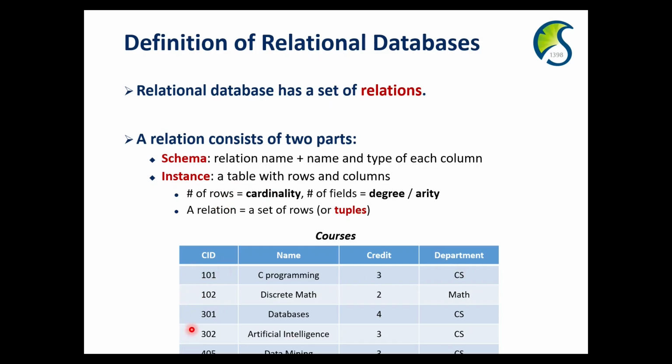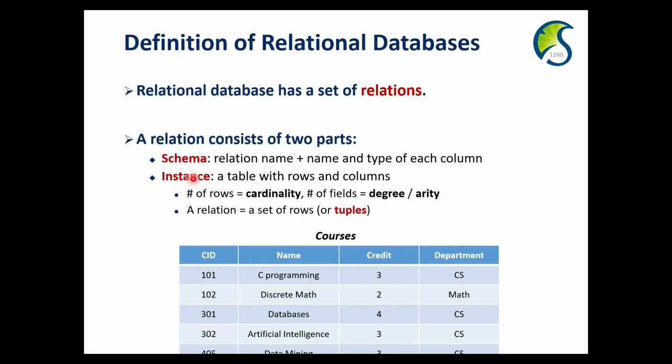Here, this is an instance. And the number of rows is called cardinality, and the number of fields is called degree, or columns. Number of columns. Okay, and in our instance, each row is called a tuple. Okay, so you need to understand the concept of schema, instance, and tuples.